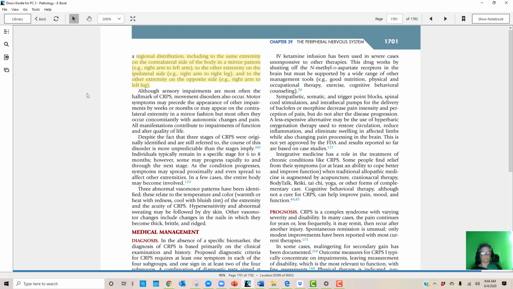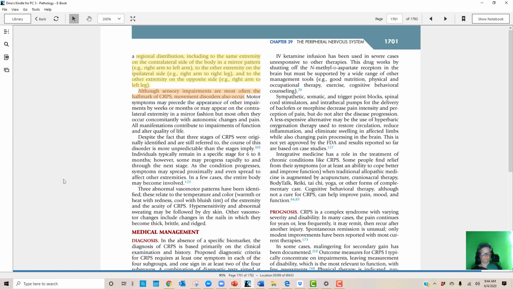Although sensory impairments are most often the hallmark of CRPS, movement disorders also occur. Motor symptoms may precede the appearance of other impairments by weeks or months, or may appear on the contralateral extremity in a mirror fashion, but most often they occur concomitantly with autonomic changes and pain. All manifestations contribute to impairments of function and alter quality of life.